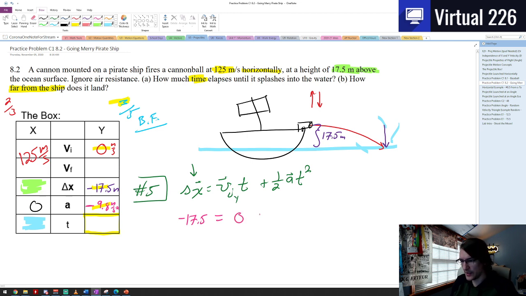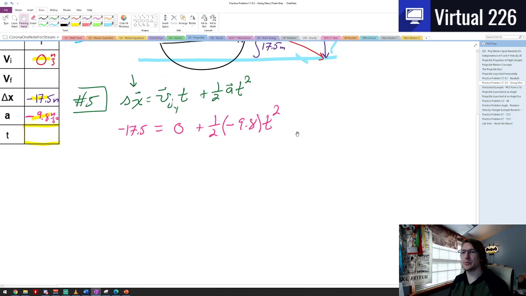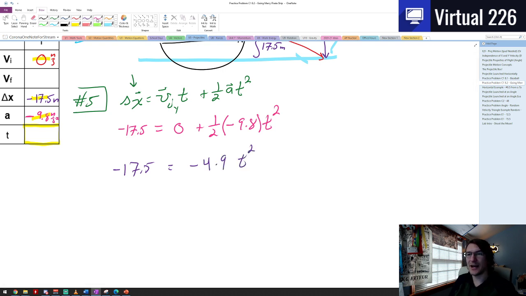So this is just 0. And then plus 1/2 times the negative 9.8 multiplied by t squared. And at this point, it's just some algebra. In the baseball problem, I like to multiply the 1/2 and negative 9.8 together. So I get negative 17.5 equals negative 4.9 t squared. It's just like how I like to do my math. You know, if you want to multiply by 2, then divide by negative 9.8, whatever.